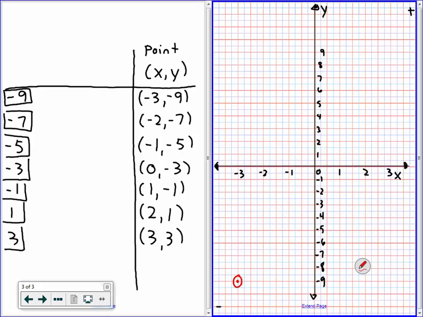-2, -7 should be right about here. -1, -5 should be right about here. 0, -3 should be right about here. 1, -1 should be right about there. 2, 1 should be right about there. 3, 3 should be right about there. All right. Madison, I'm going to give you a second to write that down yourself, then I'm going to pick on you. Okay?